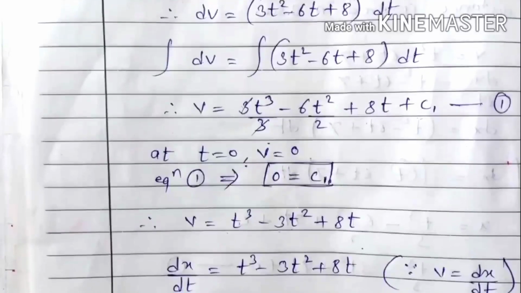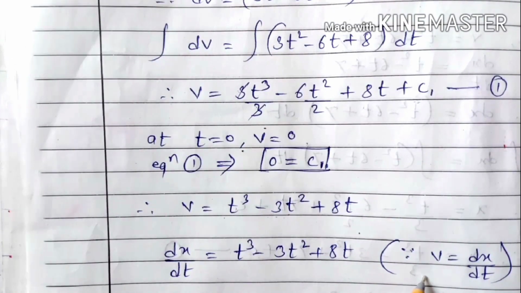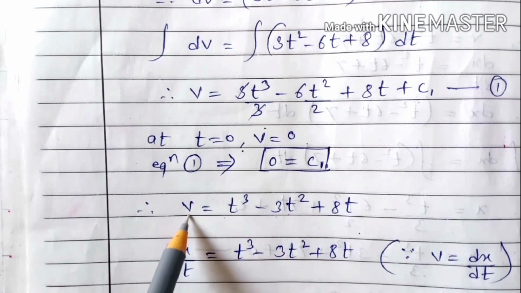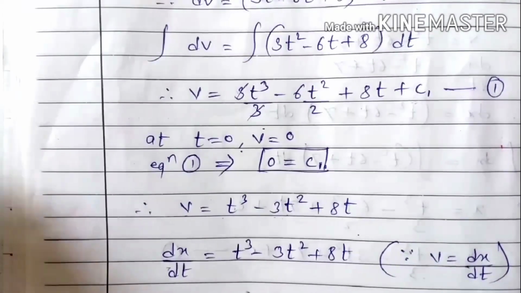As we know, velocity means dx by dt, so we put dx by dt instead of v here, with the right side the same: t cube minus 3t square plus 8t.